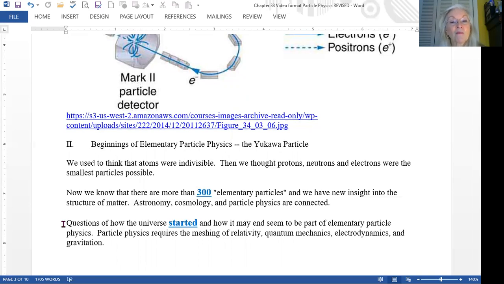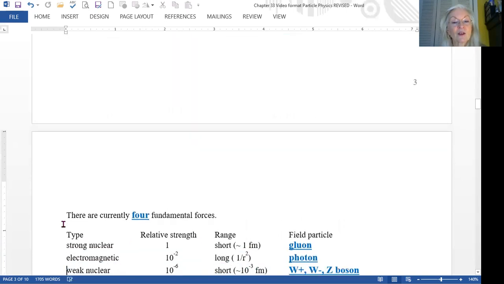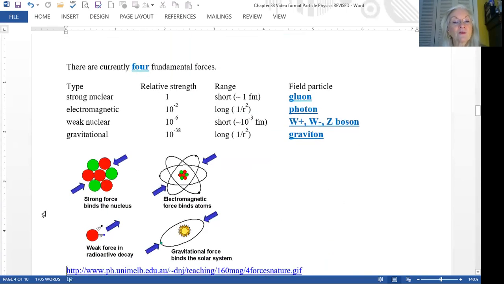What's really cool about particle physics is it takes relativity, quantum mechanics, electrodynamics, and gravitation and pulls it all together. So currently we have 4 fundamental forces. We have the strong nuclear force, the electromagnetic force that combines electric and magnetic forces, the weak nuclear force, and the gravitational force. And you can see if we make the strong nuclear force have a value of 1, everything else is weaker in comparison.